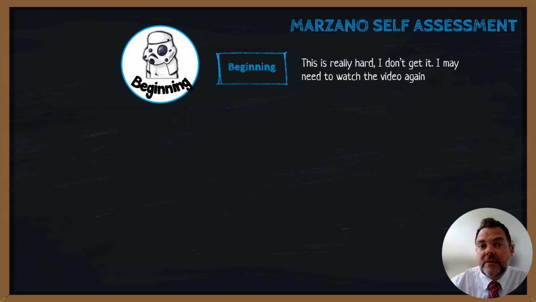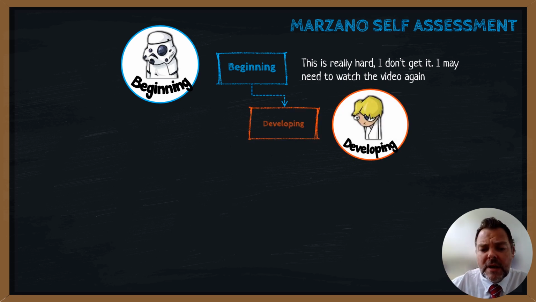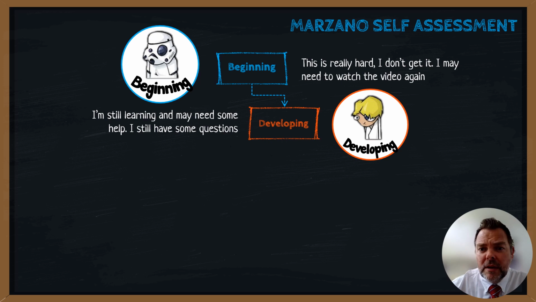So the final part of this video is to look at our understanding and to see where we are using that Marzano self-assessment scale. So we're one of the 4 areas down below. I'm going to go through those with you very quickly now. Beginning is that we really don't understand the task. We're still unsure, and we may need to re-watch the video again. The next stage is developing. So we've learnt it, we understand parts of it, but there are still questions before we get to that better understanding.